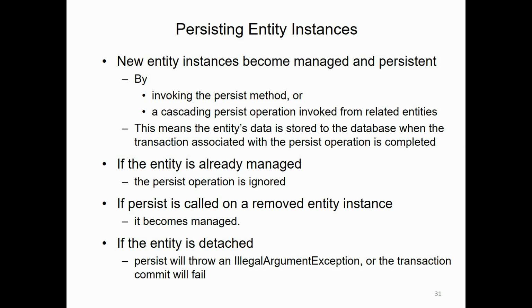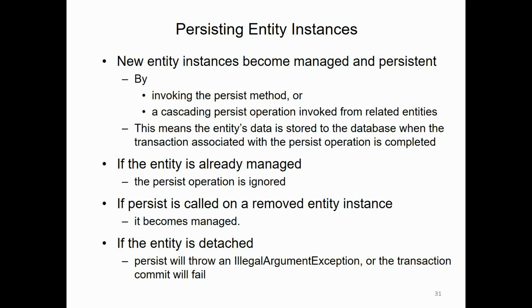Now, if we were to persist a customer object that has got two account objects, then the cascading persist operation will occur. So not only will the customer object be attached to the database, but also the two account objects that are in its collection, they will also be attached to the database. And so we cascade down through the structure so that everything ends up being attached to the database.